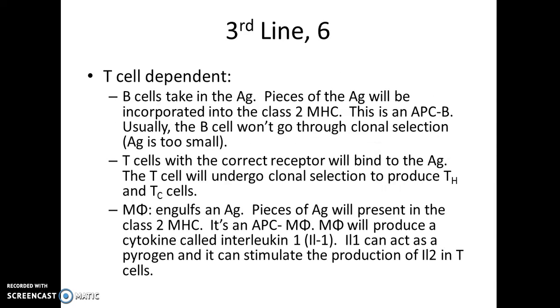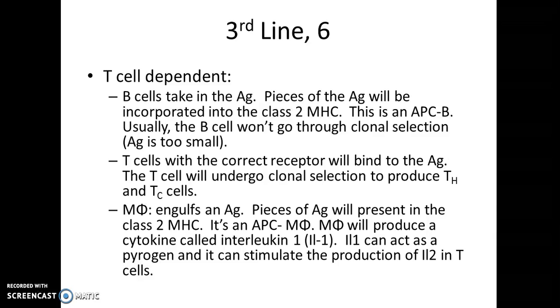So in the T cell dependent production of antibodies, which happens most frequently, the B cells take in the antigen. And you need to slow down on this because there's a lot of things happening. Pieces of the antigen will be incorporated into the class 2 MHC, and it will be an antigen presenting cell, a B cell that's antigen presenting. I say APC-B. Usually, the B cell won't go through clonal selection if the antigen is too small, and that's what happens most of the time.